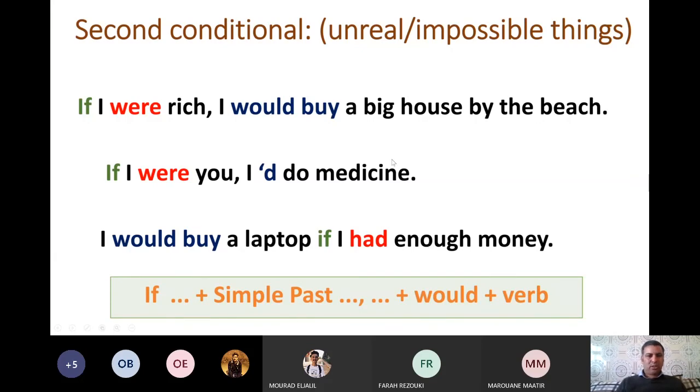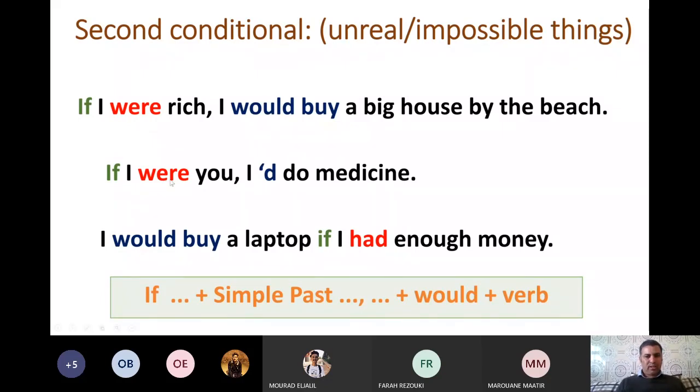When do we use this conditional? We use it to express things which are unreal. It's the opposite of reality. Something that we think is unlikely to happen or we think it's impossible. Like here, for example, if I were rich, I would buy a big house by the beach. In reality, I am not rich, so I cannot buy a house by the beach. For the present, I am not rich. I'm just supposing, I'm imagining a situation where I'm rich. If I were rich, I would buy.